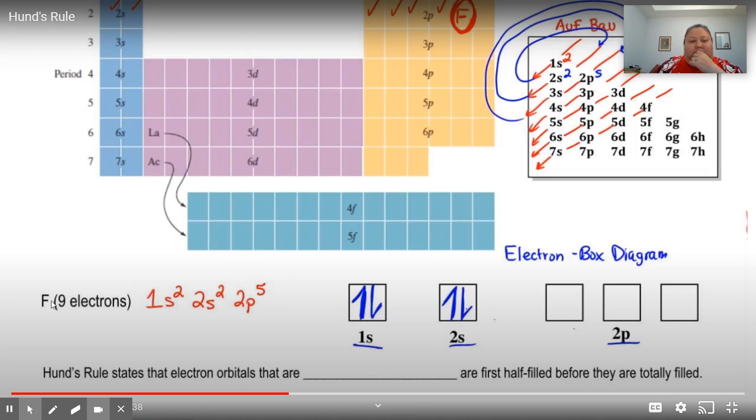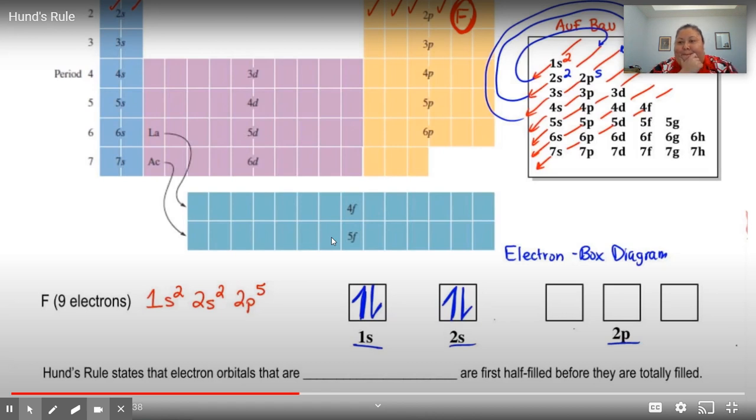Okay, so he is working with fluorine. He's already come up with the electron configuration. So he's going to fill in all the boxes, and then he needs to distribute 5 electrons into that 2p orbital. He's already filled in the 1s. He's already filled in the 2s. Let's watch how he does that 2p orbital.